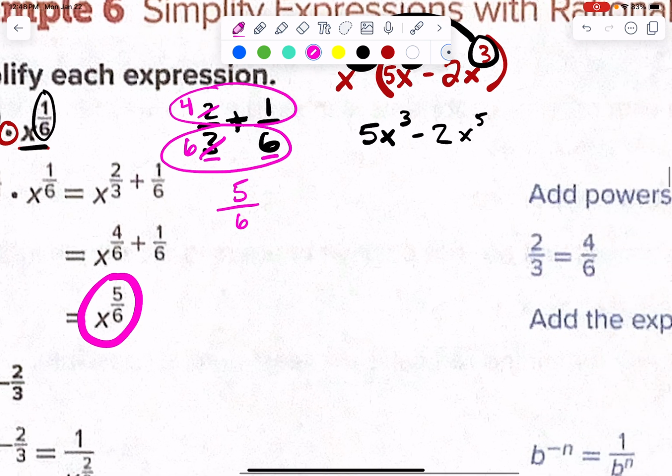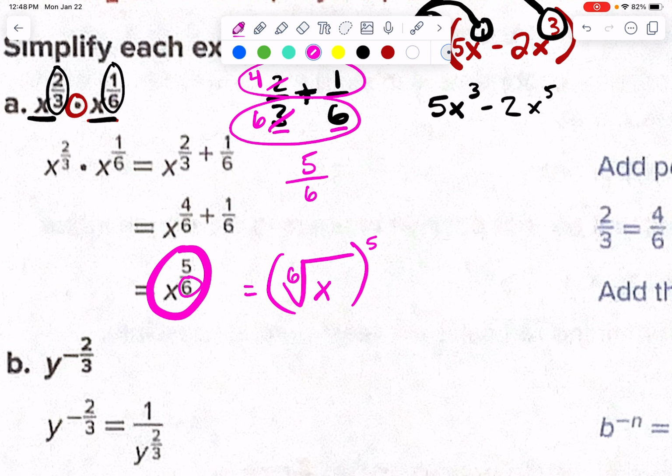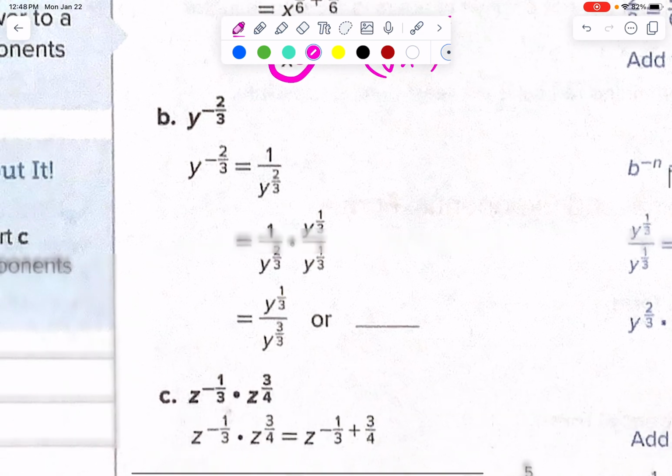They don't have you switch that around, but if they wanted you to rewrite that as a radical, the 6 is the root, and it's x to the 5th power. So you could put the 5th power there, or you could put the 5th power outside. I know I'm kind of going fast, but if you need to pause, go for it. Last one, I think. Nope, we got 2 left.